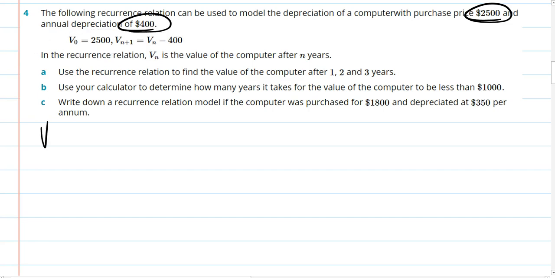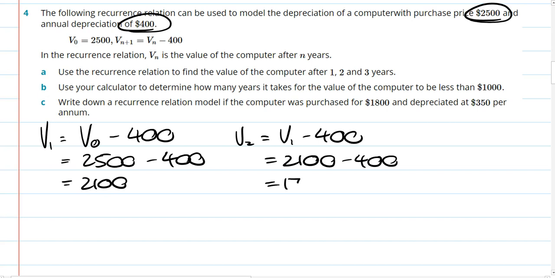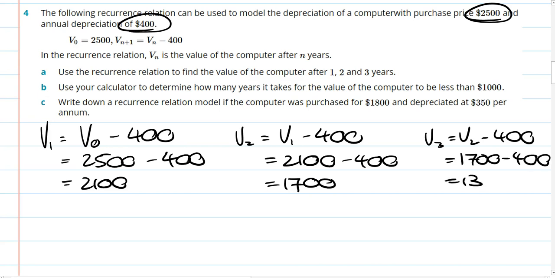So we're going to say V1 is equal to V0 minus 400, because we're doing Vn plus 1 equals Vn minus 400. So $2,500 minus $400 is $2,100 for V1. V2 is equal to V1 minus 400, is equal to $2,100 minus $400, is equal to $1,700. V3 is equal to V2 minus 400, 1,700 minus 400 is equal to $1,300.